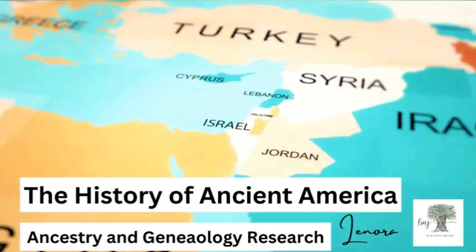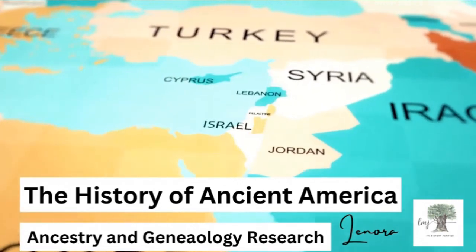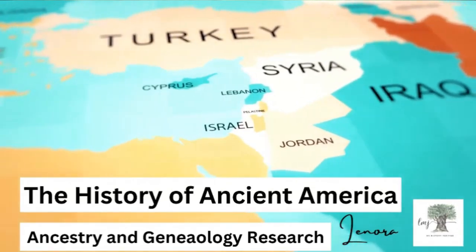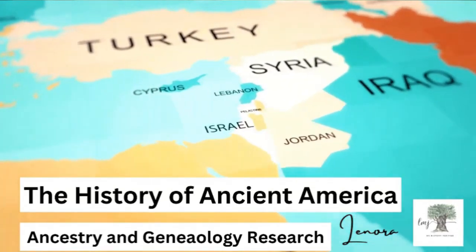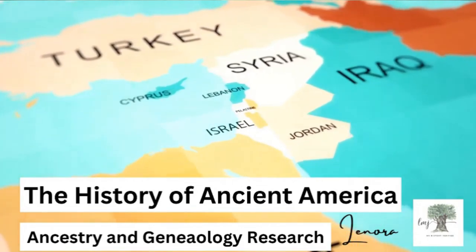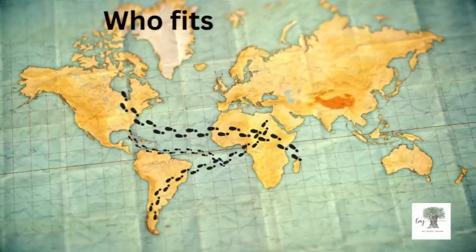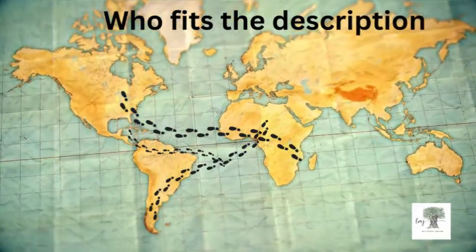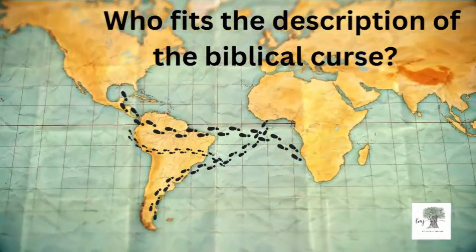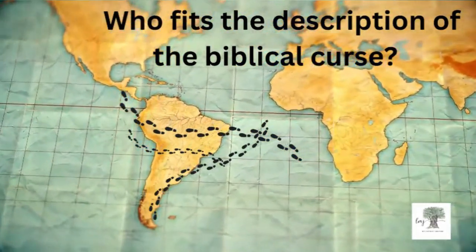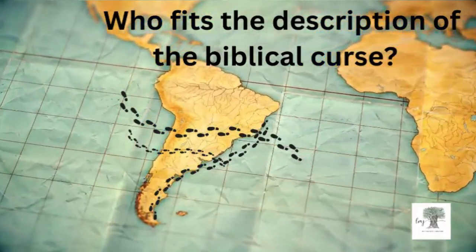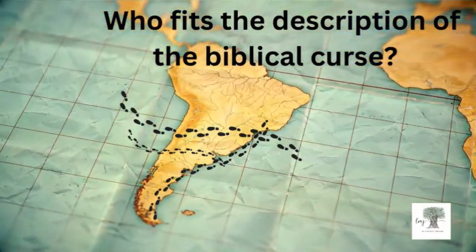The history of ancient America anterior to the time of Columbus, proving the identity of the Aborigines with the Tyrians and Israelites. Now, who fits the description of the biblical curse from continent to continent, island to island, wandering 40 years, still cursed to this day?